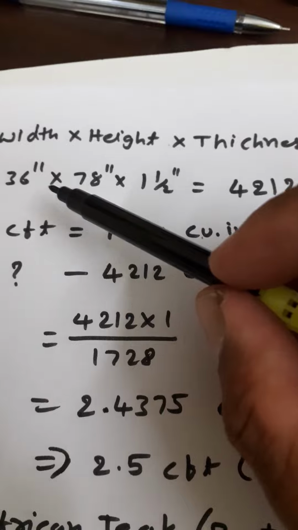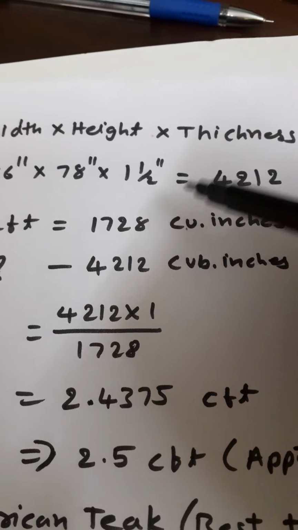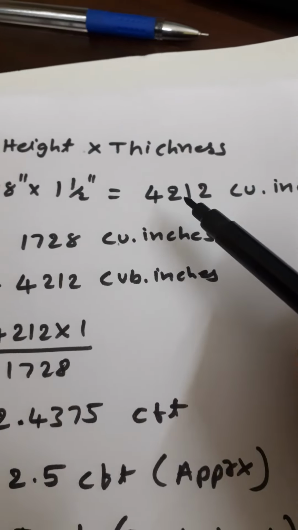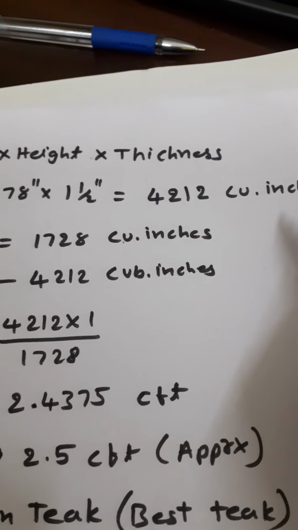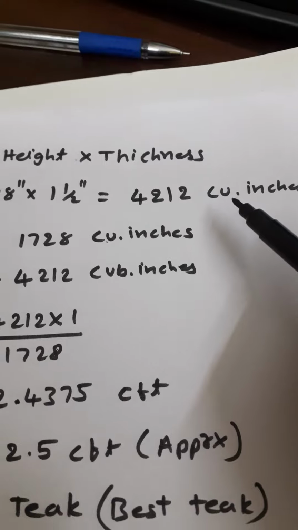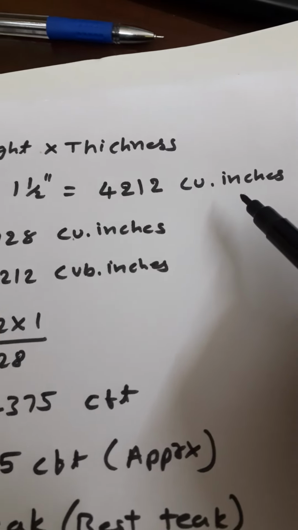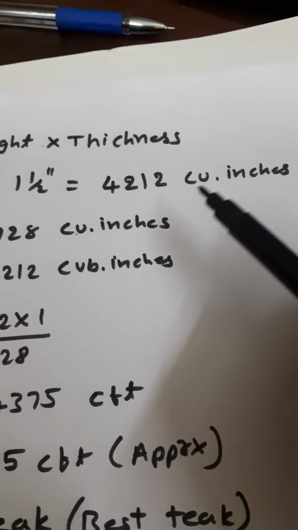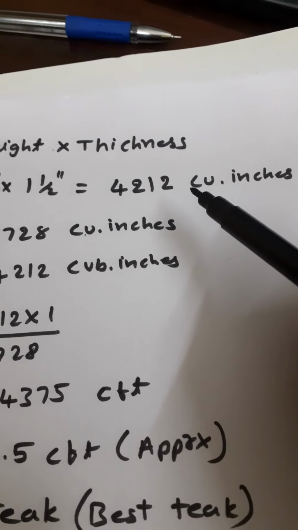If we multiply 36 inches into 78 inches into 1.5 inch, we will get 4,212 cubic inches. Now this cubic inches, we need to convert into cubic feet, CFT.